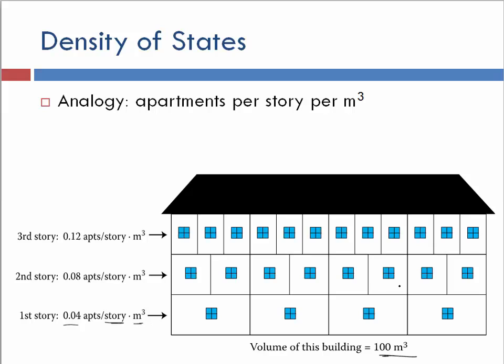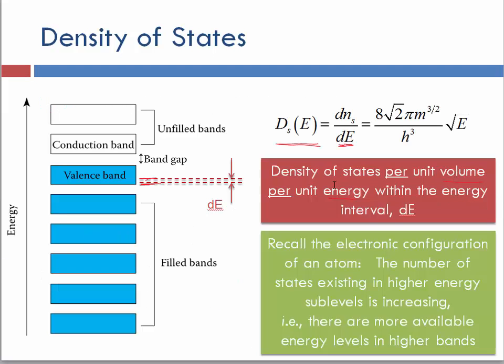All right, well, if on the second story you have 8 apartments, then your density of apartments, or density of states, for that story is going to be 0.08 apartments per story per meter cubed, and so on and so forth. And you can see that it becomes more and more dense. There's more and more apartments in that same volume, or in that same size of story per meter cubed. So you can use this analogy to understand the density of states. So again, density of states is per unit volume per unit energy.